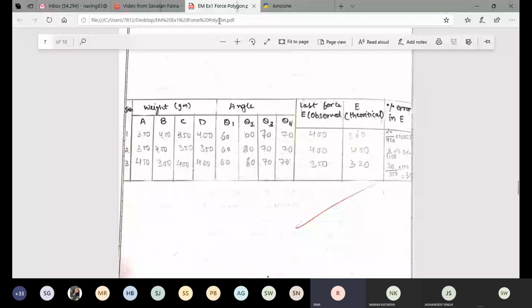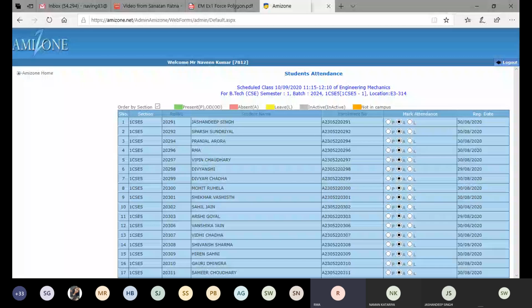296. Yes, sir, I have a question. Sir, the first one, the second angle, is it 60 or 80? 80, 80. But it is not clear. Thank you. So what is the percentage error you are getting? Sir, error can't come. I didn't calculate error.